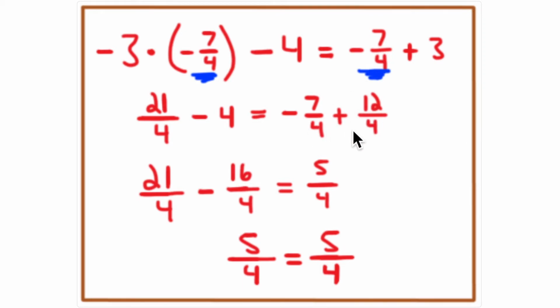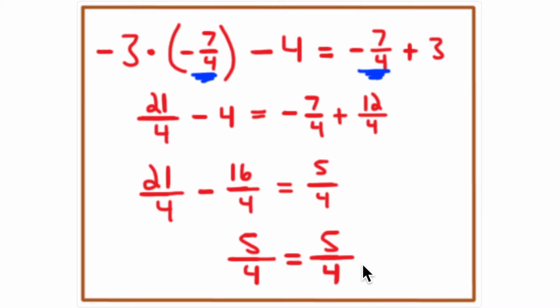I'm going to want to do some addition. So I'm going to change the 3 to 4ths. So multiply by 4 over 4. That becomes 12/4. And now it's 21 plus a negative 16, or 21 minus 16. That's 5/4. And over here, it's 12 plus negative 7 is also equal to 5/4. So you get 5/4 equals 5/4.